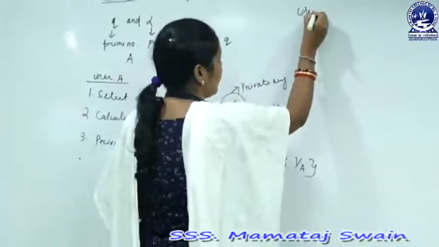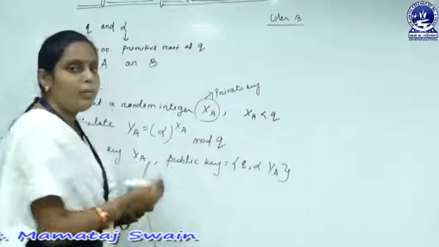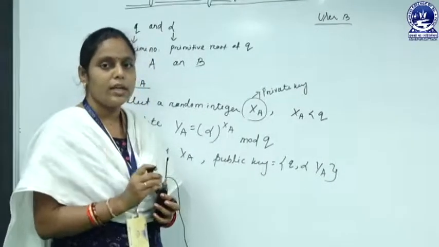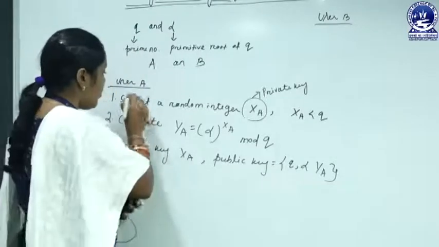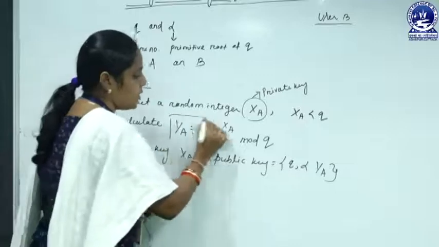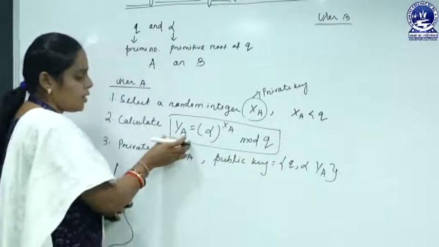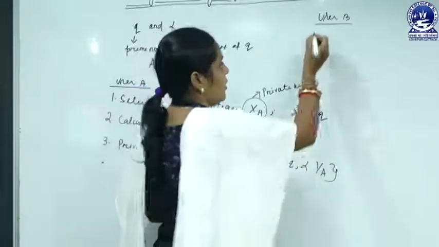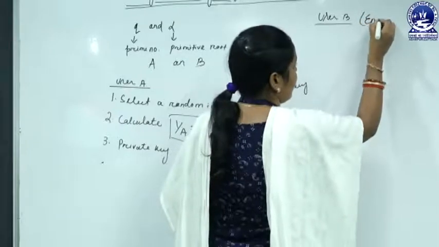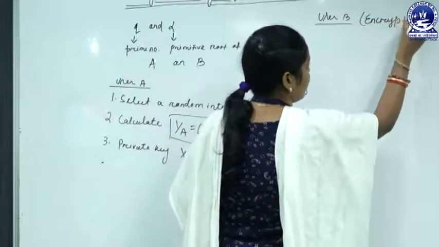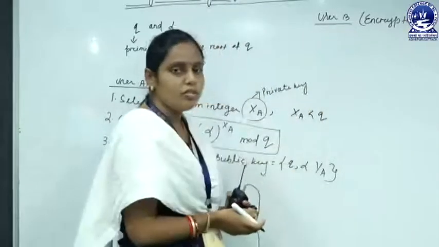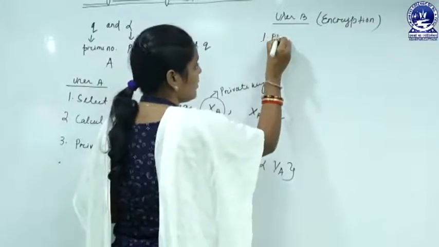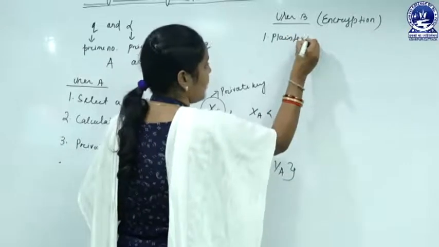After generating the key pair, next user B takes the public key of user A, because the public key means this key is known to everyone. For user A the public key is ya, and user B now uses this ya to encrypt the message M. Here user B performs encryption. For encryption, user B first selects a plain text, suppose the plain text is M.